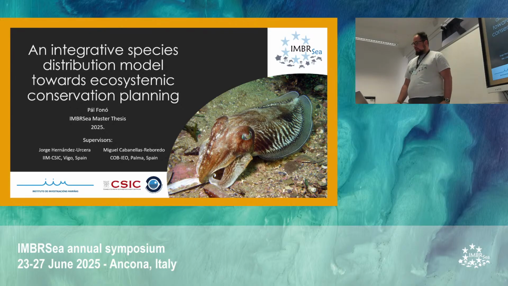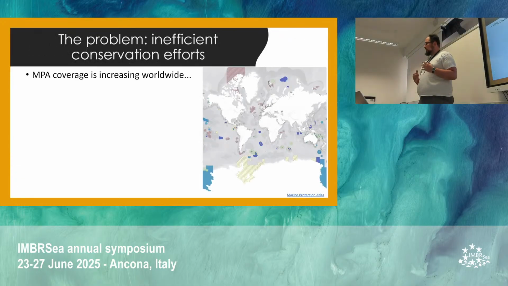Thank you. Hello everyone, I'm Pal, and today I am presenting an integrative species distribution model for an ecosystemic-based management of marine protected areas. So in the last couple of years, we've made a lot of progress in establishing more and more marine protected areas, or MPAs, around the globe. Many of these in the framework of the 30 by 30 initiative, which is to place 30% of all habitats around the world under protection by the year 2030.